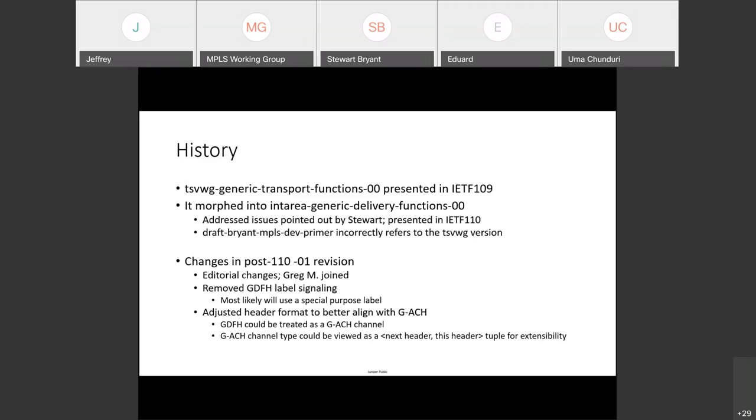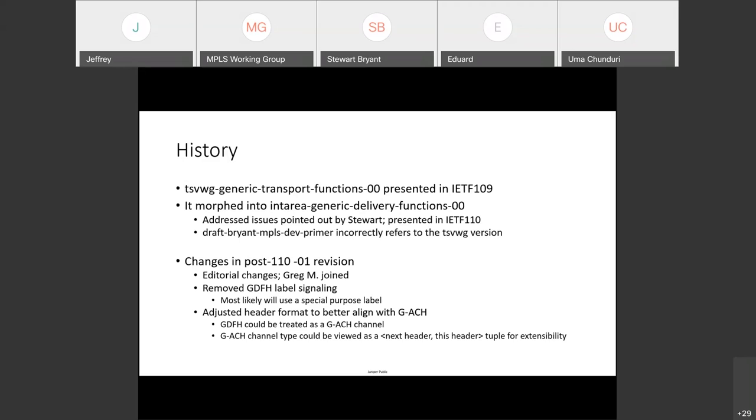So yesterday I posted a 01 version. We have Greg Mursky joined as a co-author with editorial changes. We removed the label signaling because in the previous version, we didn't use a special label. We signaled regular labels to indicate the GDF or HDF follows. But now we think that if this solution is adopted, the working group will be open to use a special label. So for now, we just got rid of the label signaling text.